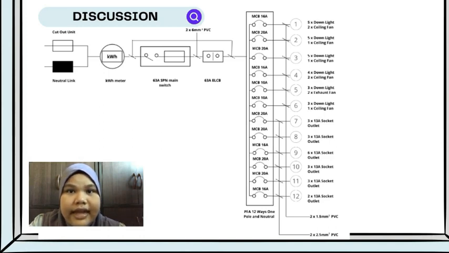MCB 6 with 10 ampere connected to 3 downlight and a ceiling fan, MCB 7 with 20 ampere connected to 3 outlet socket 13 ampere, MCB 8 with 20 ampere connected to 3 outlet socket 13 ampere, MCB 9 with 16 ampere connected to 6 outlet socket 13 ampere, MCB 10 with 20 ampere connected to 3 outlet socket 13 ampere, MCB 11 with 20 ampere connected to 3 outlet socket 13 ampere, MCB 12 with 16 ampere is connected to 2 outlet socket 13 ampere.